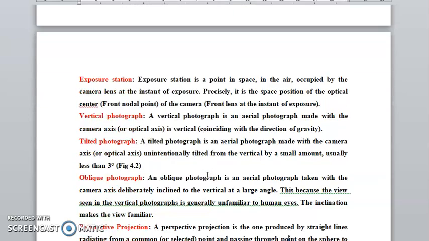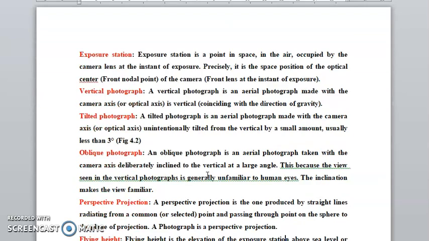Next one, exposure station. Exposure station is the point in space, in air, occupied by the camera lens at the instant of exposure. Precisely, it is the space position of the center of the camera front lens at the instant of exposure.